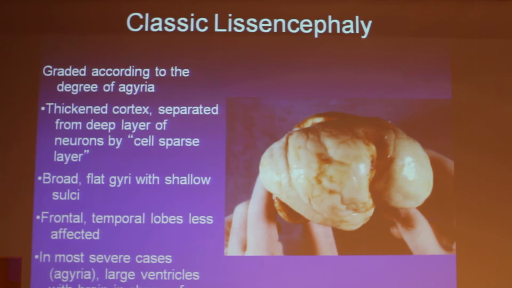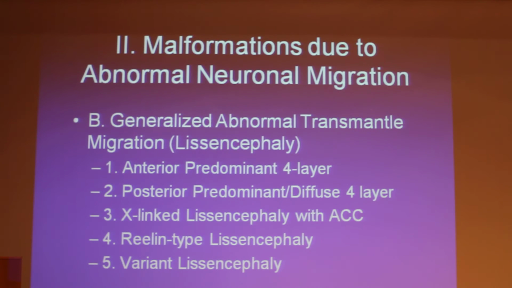And what is classical lissencephaly? It's graded according to the degree of agyria. It's a thickened cortex, separated from the deep layer of the neurons by a cell-sparse layer. These are broad, flat gyri with shallow sulci. It's usually in the frontal and temporal lobes, and the temporal lobes are less affected. There are very severe ones, which are agyria, and usually it has the very typical figure of 8 shape when you look at the brain, but these are the very classical lissencephaly.